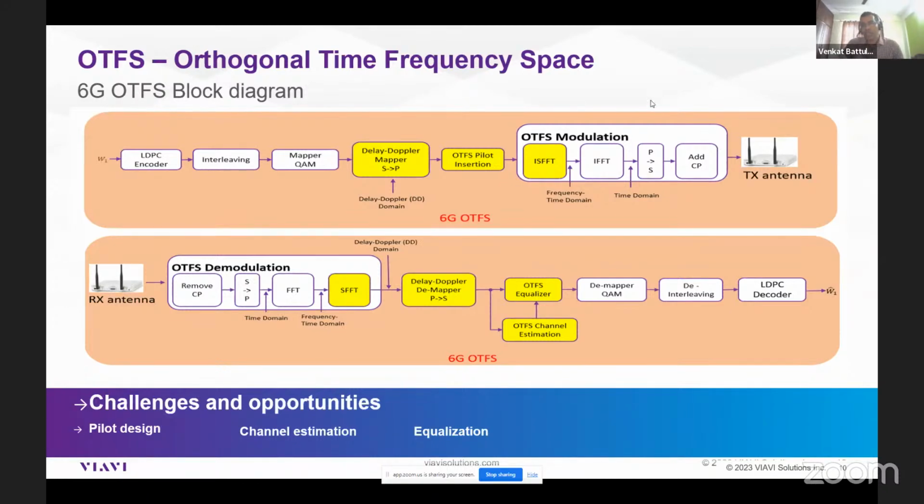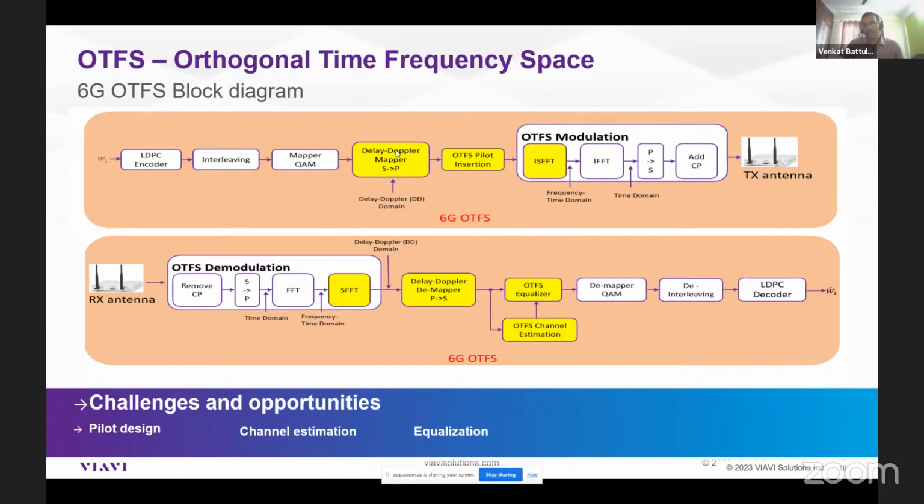Now on top of the OFDM you have another transform, which is a two-dimensional transform called the inverse symplectic finite Fourier transform. I'll talk about it. Once you understand this, it makes sense why OTFS is a potential candidate for 6G. Then there is the pilot insertion. The pilots are unique; they're not similar to OFDM-type pilots. It's a new research area how the OTFS pilots will be designed and inserted into the grid.